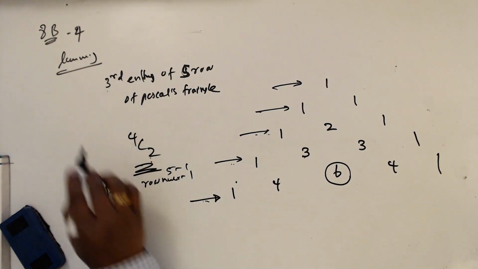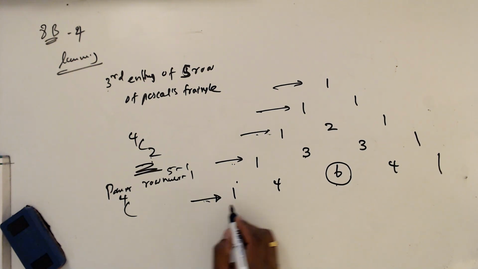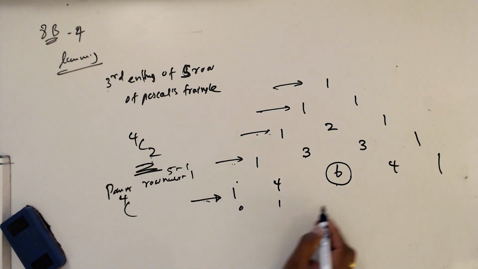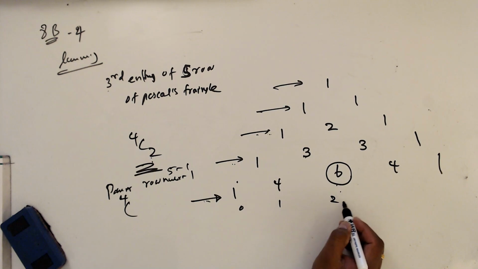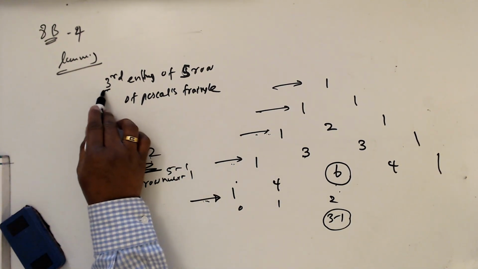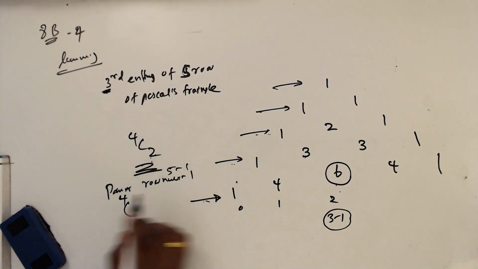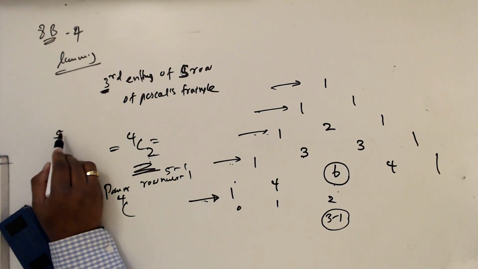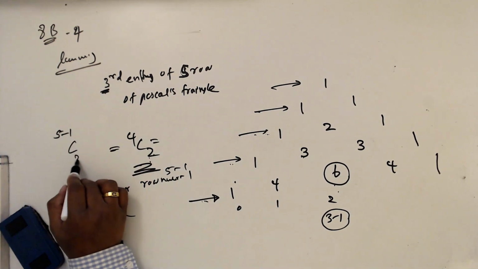And the third entry. Third entry means, in terms of this 0, 1, 2, if it is third, we want to get 3 minus 1. That's why if it is third entry, you want to write here 2. So this is really what is happening: 5 minus 1, C, then third, then 3 minus 1.